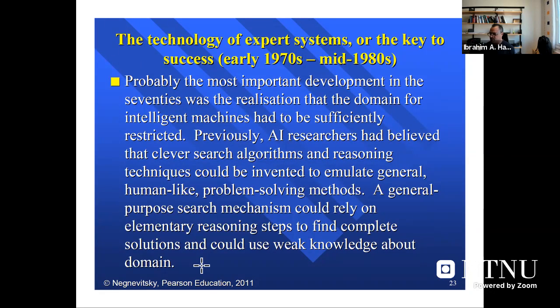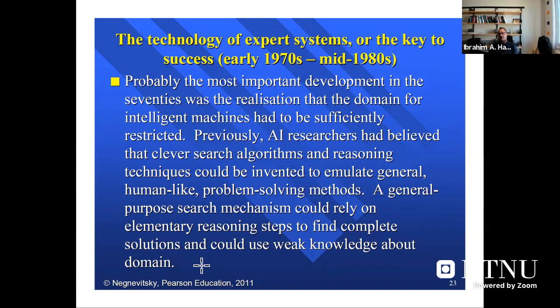So the technology of expert systems was the key to success from 1970 to the mid 1980s. The most important development in the 1970s was the realization that the domain for intelligent machines had to be sufficiently restricted. This is very important. We need to be restricted, not go for general problem solving. AI researchers had also believed that clever search algorithms and reasoning techniques could be invented to emulate general human-like problem-solving methods. We need to look into ourselves, in fact: how do we solve problems?